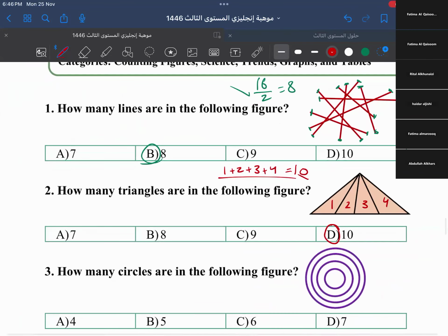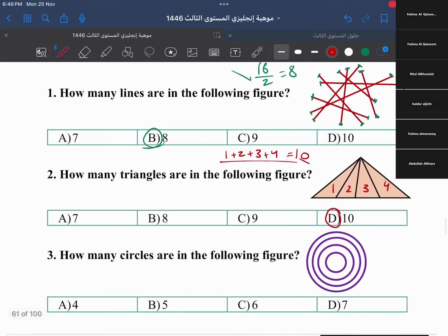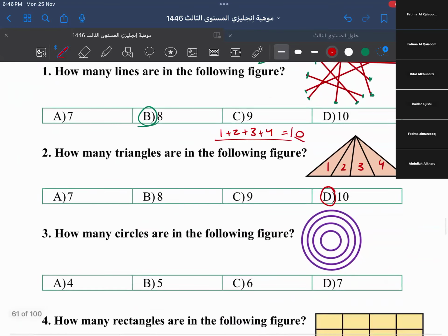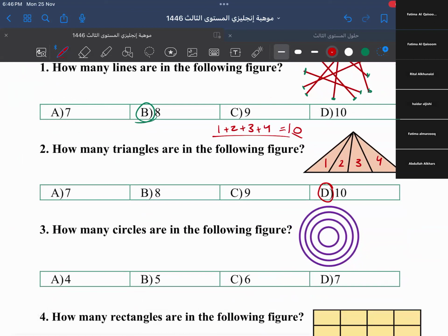Okay, but it's important to know how to count normally too, so that if you get stuck or you forget the formula and how to do it, you know how to count and not miss any triangle. If you try and count aimlessly and without order, it's really easy to miss counting.